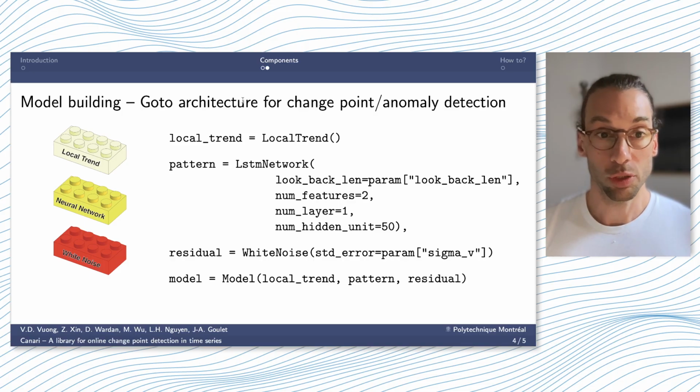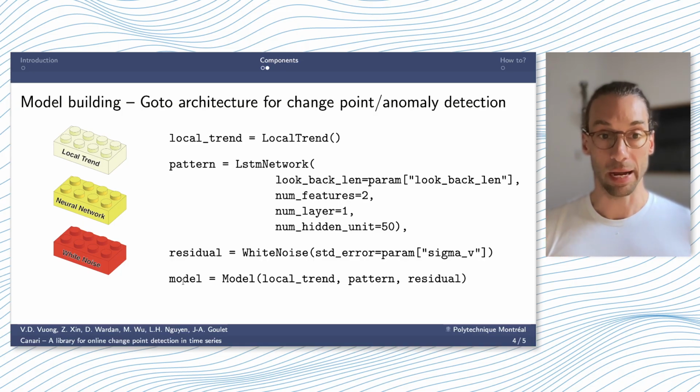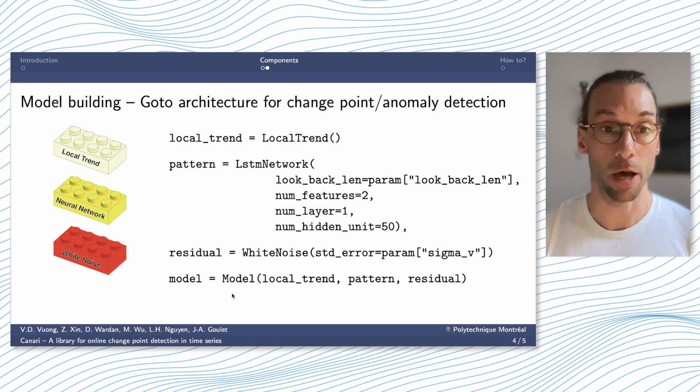So what we're going to do is instantiate any of those blocks: local trend, pattern, and residual. And we're going to be able to build our model by simply calling these three blocks into our model class.